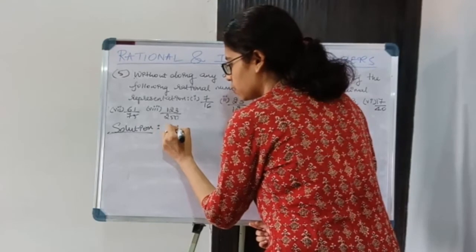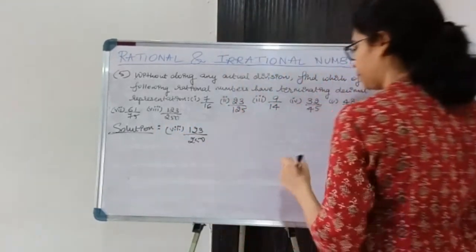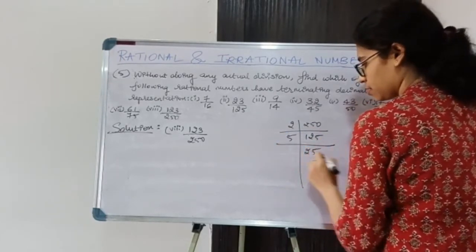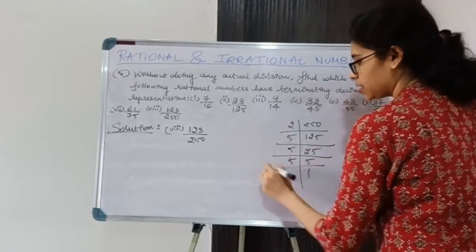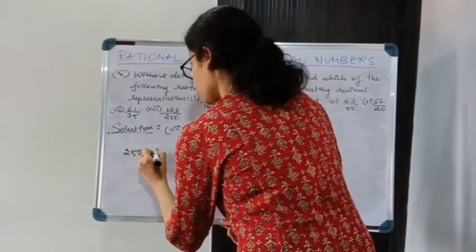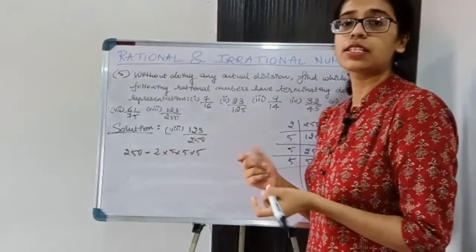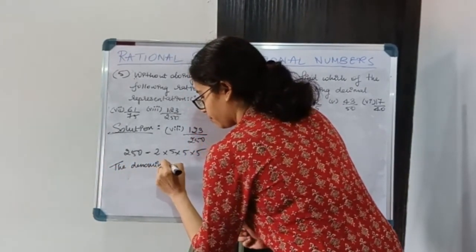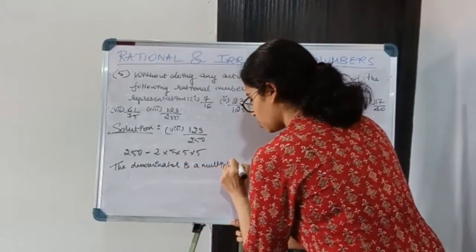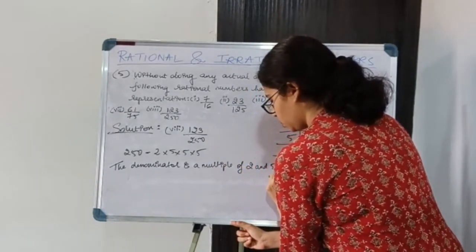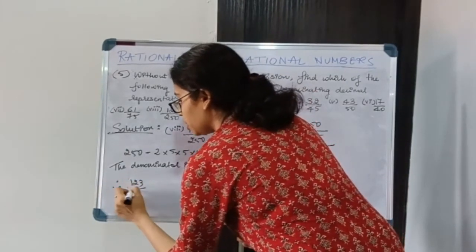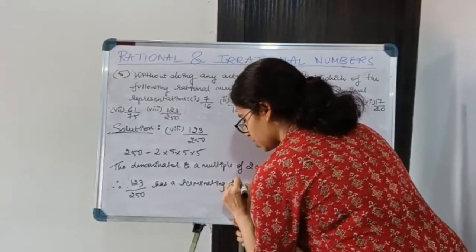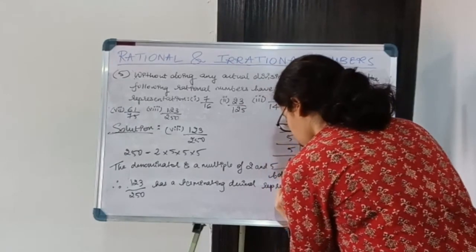Considering the last fraction, 123 by 250. 2 125s are 250, 5 25s are 125, 5 5s are 25, 5 1s are 5. Therefore 250 is equal to 2 into 5 into 5 into 5. So the denominator is a multiple of 2 and 5 both. It is a terminating decimal. The denominator is a multiple of 2 and 5 both. Therefore 123 by 250 has a terminating decimal representation.